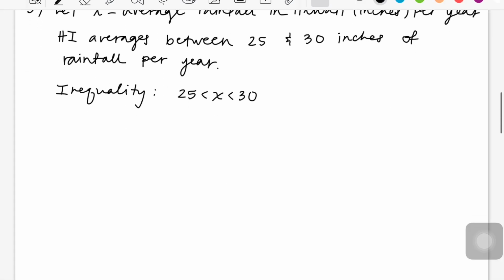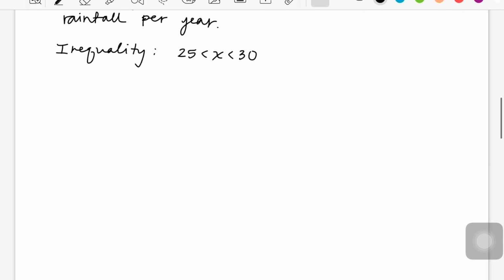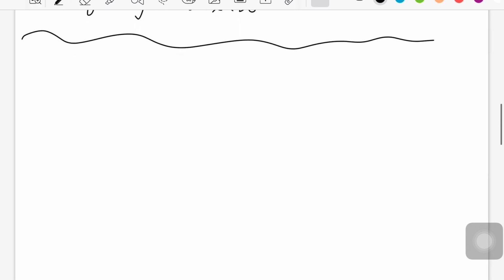All right, now we're going to switch gears a little bit and talk about the union and intersection of sets. We're going to do this by looking at a few examples. So let's look at this intersection of the set.